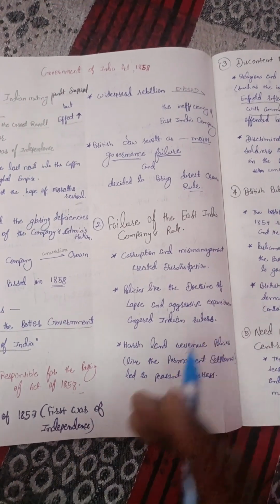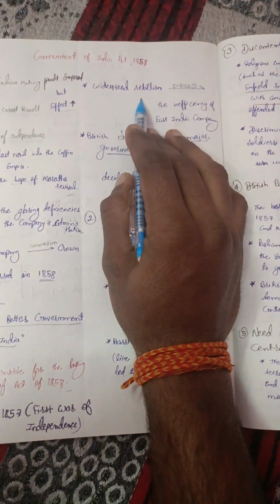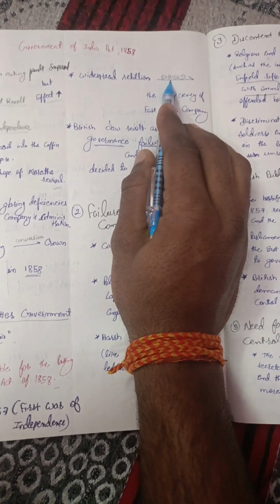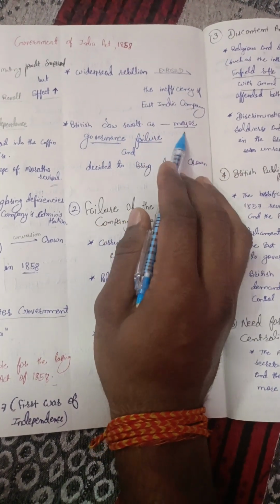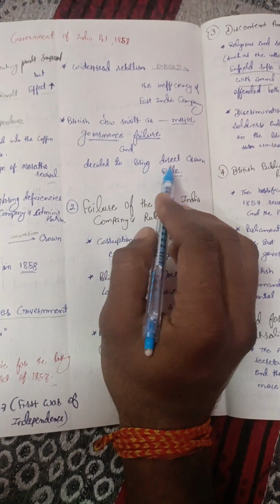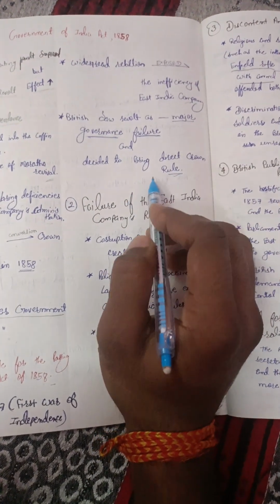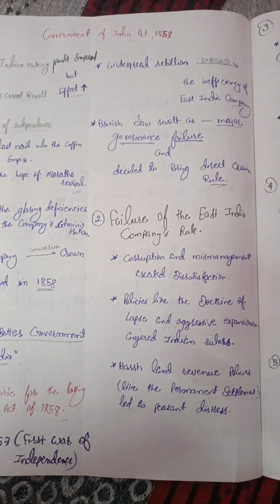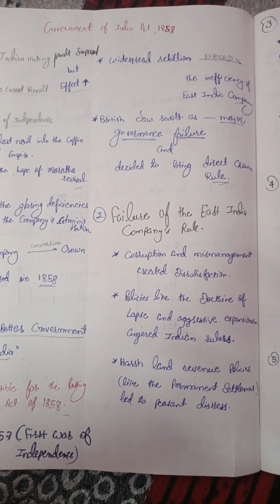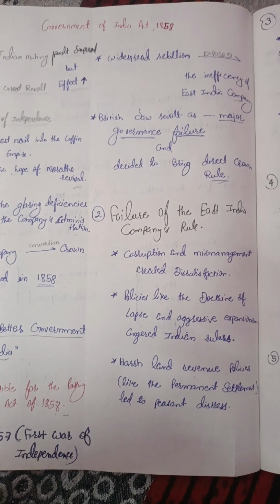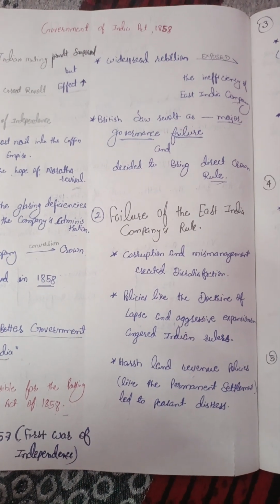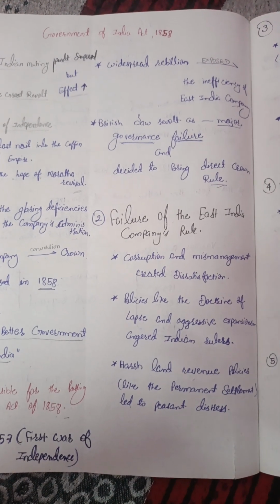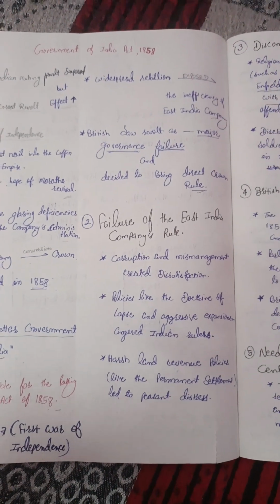So basically, what happened is that after the widespread rebellion, the inefficiency of the East India Company was exposed to the British crown, and the British saw the revolt as a major governance failure and decided to bring direct crown rule. The British crown had been trying to bring these rules from very early, but as it was the company's rule and everything was going a little bit well, before the 1857 revolt there was no reason for the crown to implement its rule.